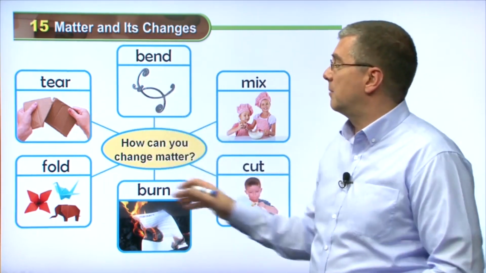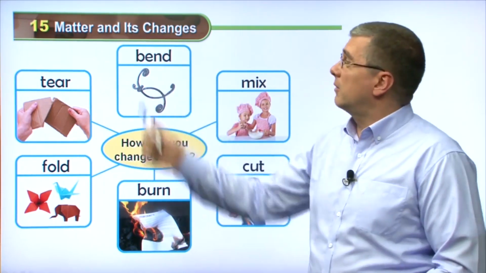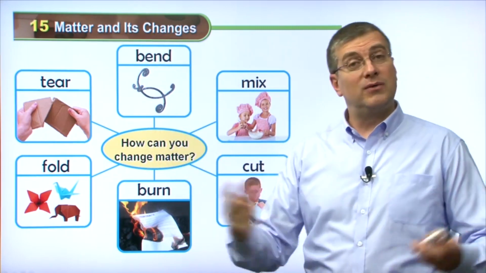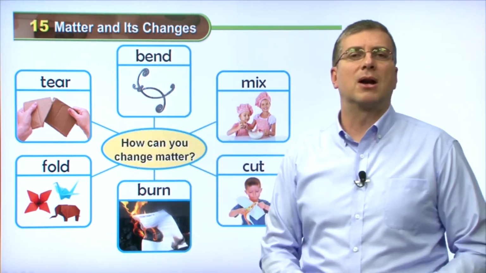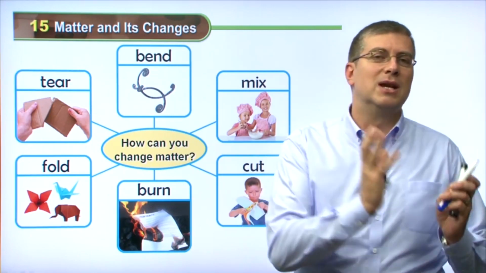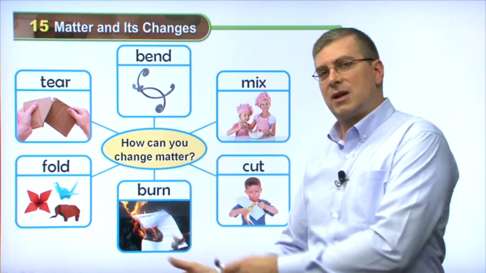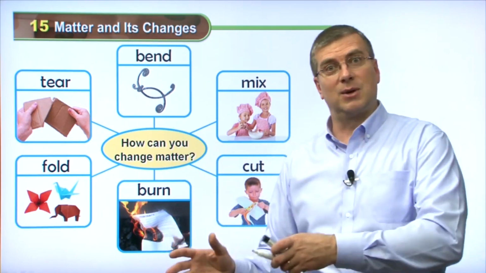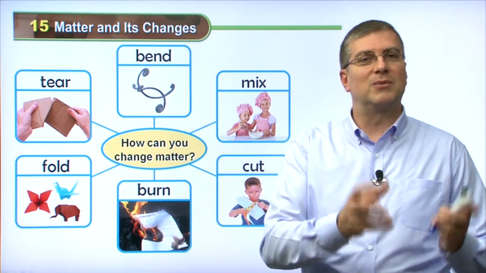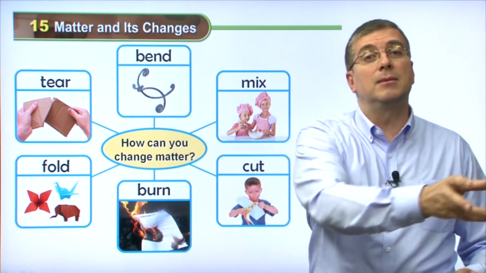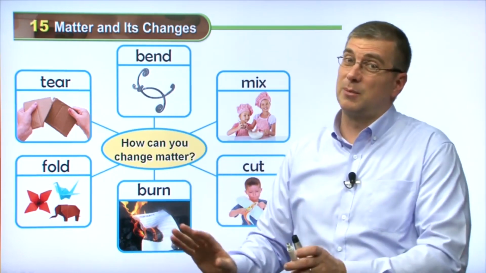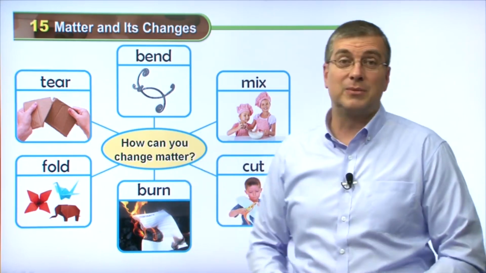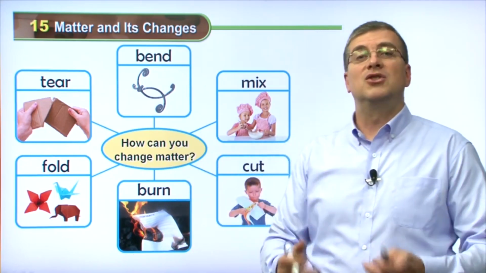Okay, well, that wraps it up for this lesson. We've covered matter and how to change it. We've talked a lot about different ways that you can change matter and what happens to matter when it changes. Remember, sometimes we mix solids, sometimes we mix liquids, sometimes we mix solids and liquids. Sometimes when you mix solids, you can separate them. Sometimes when you mix a solid into a liquid and it dissolves, you can't separate them. So lots of different concepts and ideas we talked about on how to change matter.